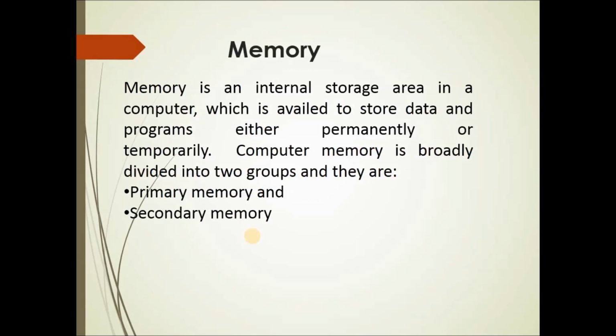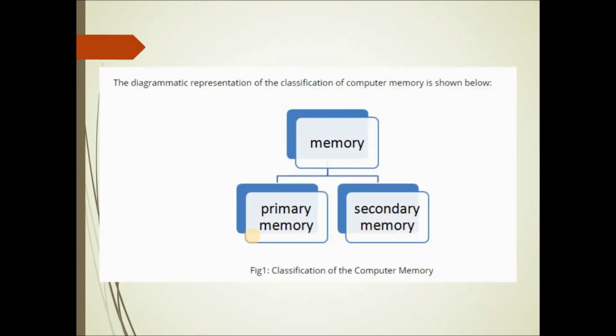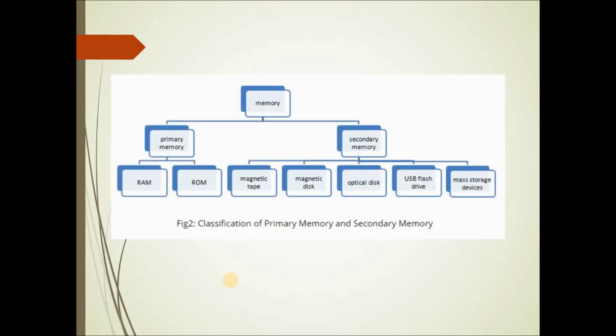Memory is the space where you can store data permanently or temporarily. Memory is an internal storage area in a computer which is used to store data and programs either permanently or temporarily. Computer memory is broadly divided into two groups, primary and secondary memory. Now see, memory can be divided as primary memory and secondary memory. This is the classification of memory.